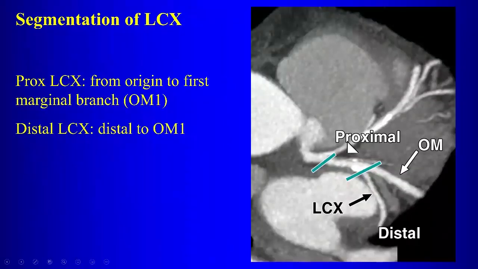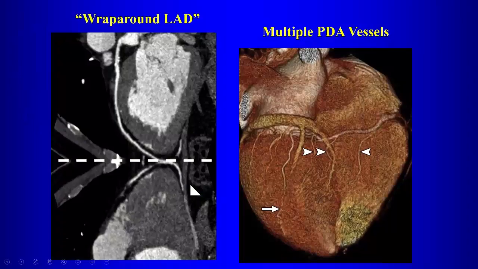So segmentation of the circumflex: the proximal left circumflex is from the origin to the first obtuse marginal branch here, and the distal circumflex is distal to that. It's not unusual for the obtuse marginal to be larger than the continuation of the circumflex. The circumflex could turn into a small vessel as it heads distally there in the left atrioventricular groove.